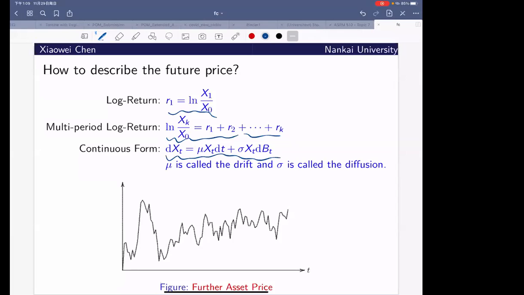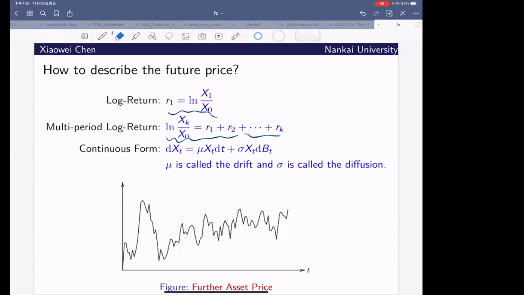Here we use a stochastic differential equation to describe the future price of some financial asset. X_t is the price of the financial asset. Mu is the drift, and sigma is the diffusion of the financial asset. This model is very popular, and you can see a lot of theoretical and practical applications of it. But this model is not enough.